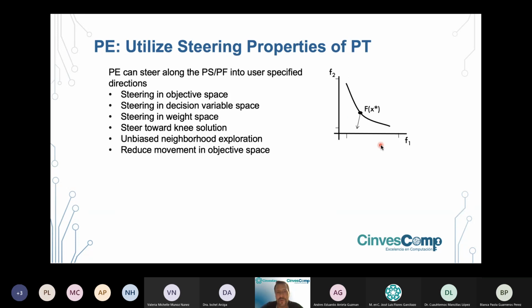Right? So this is what we do, and what we do in fact is that the Pareto Explorer in its current implementation is based on the steering properties of the Pareto Tracer. The Pareto Tracer has a lot of steering properties which I didn't mention. I just mentioned here on this picture how we can make the steering in objective space, right? So assume we have given this point, and here's the Pareto front, and the decision maker said, you know, this point I don't like. I would like to go in this direction defined in objective space.